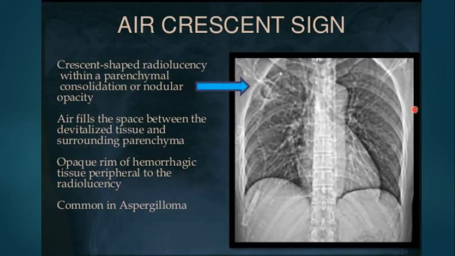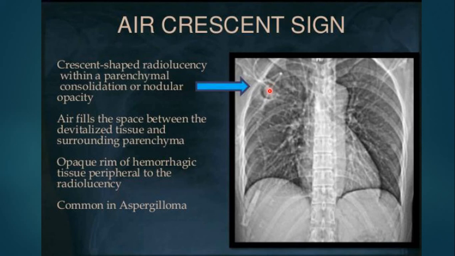Just a small talk about what's called the air crescent sign. It's a crescent-shaped lucency, black crescent, dark in color, within a parenchymal consolidation or nodular opacity. There is an abnormal part of the lung here. Within it, you see a dark crescent. And what's that? It is an air filling the space between the devitalized tissue. This is the devitalized tissue that is necrotic.